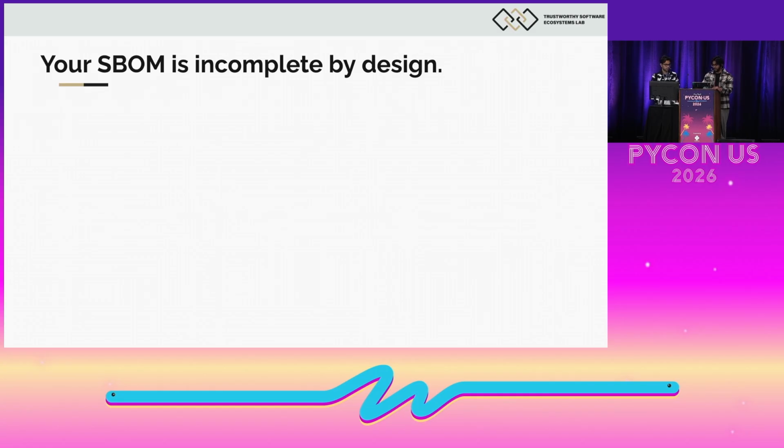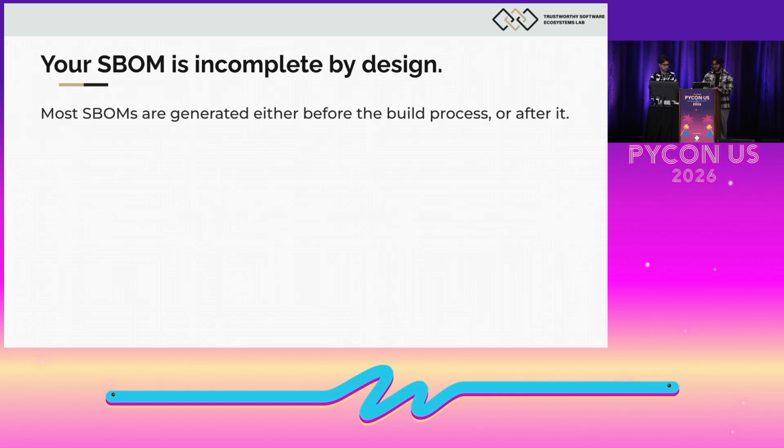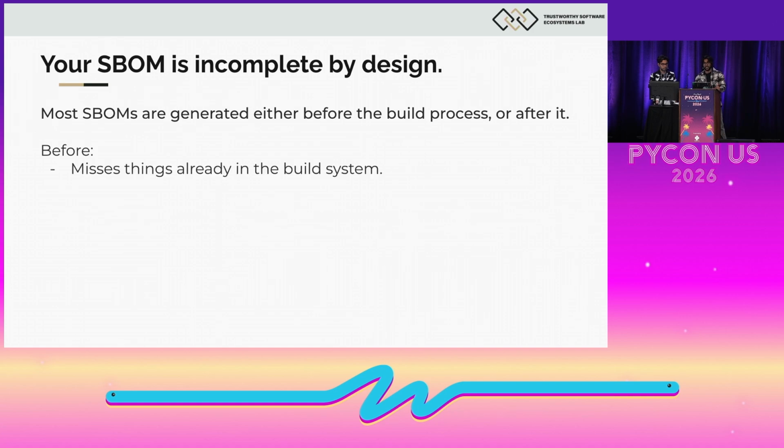But this is not a bug in the tool. Most SBOMs are either generated before or after the build process. If it's generated before, you're reading manifest files. So you miss everything that was already present in the build environment, and you're missing artifacts that are generated during the build. This is like the Docker setup example I was showing you earlier, where you're setting up libraries and then installing the project.